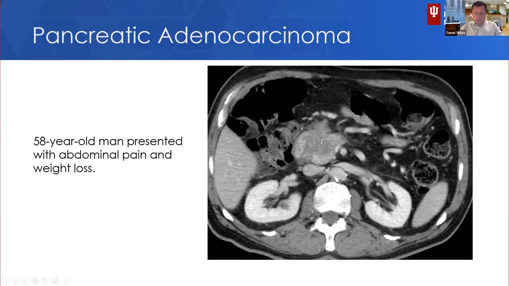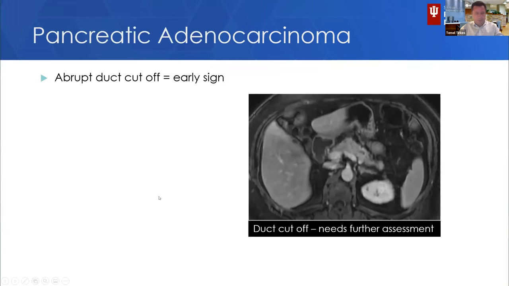So it is relatively hypo-intense compared to the pancreas parenchyma. Whenever you see something hypo-intensely enhancing, you should worry about a pancreatic cancer or edema or something else. This is an axial MR image, by the way.